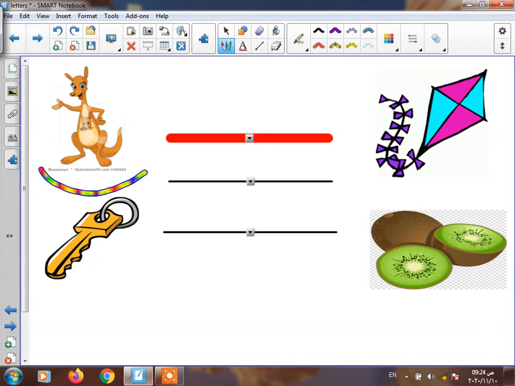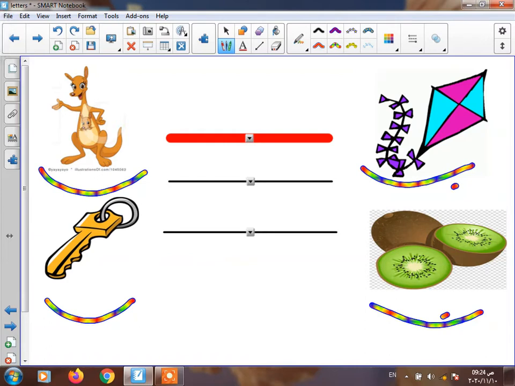Here, KG2. It's a kangaroo. It's a key. It's a kiwi. All of these, KG2, start with sound K. Good. Start with letter K. How can I write letter K, KG2?